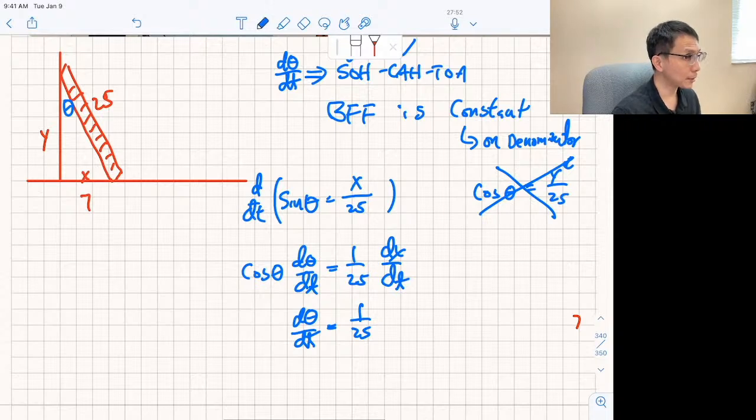Am I going too fast? Yes, hold on. Is it 1 or is it 7? It's 1.